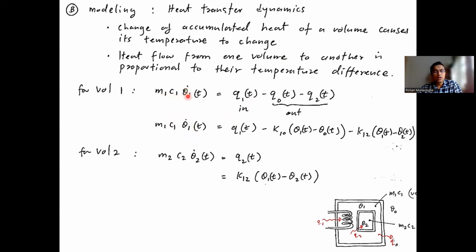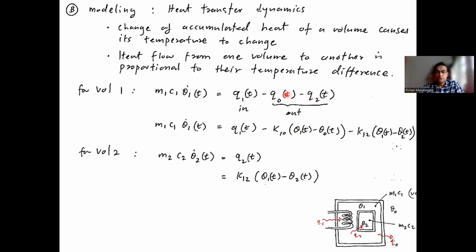M1 C1 theta 1 dot, so that is the rate of change of heat in volume 1. M1 is the mass, C1 is the specific heat capacity, how much heat is required for 1 kilogram of mass to change the temperature. So it's like that, right? And this is the rate of change of temperature. So the entire thing is the heat flow rate, the rate of change of heat in that volume 1.